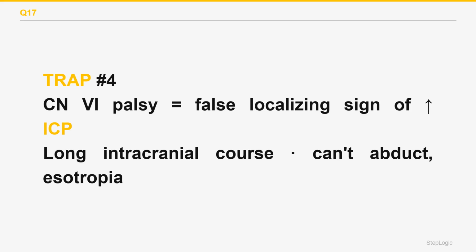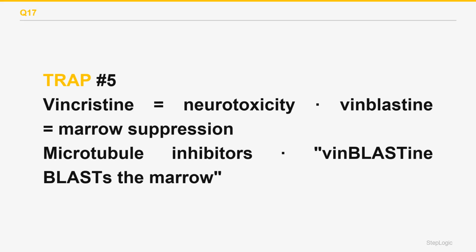Trap 4. The abducens nerve has the longest intracranial course, so raised intracranial pressure can cause a sixth nerve palsy, a false localizing sign. The eye cannot abduct and turns inward. Trap 5. Vincristine and vinblastine both inhibit microtubules, but vincristine's signature toxicity is peripheral neuropathy, while vinblastine suppresses the bone marrow. Vinblastine blasts the marrow.